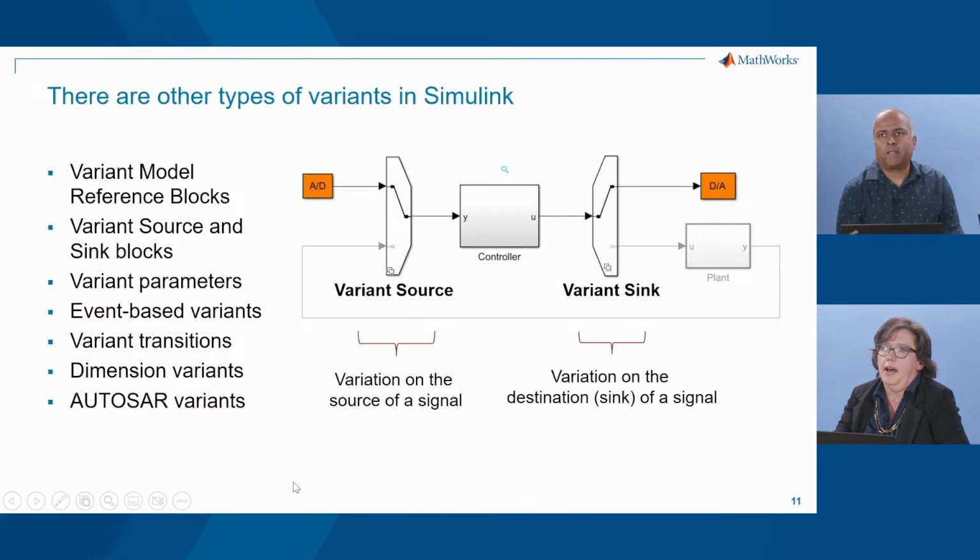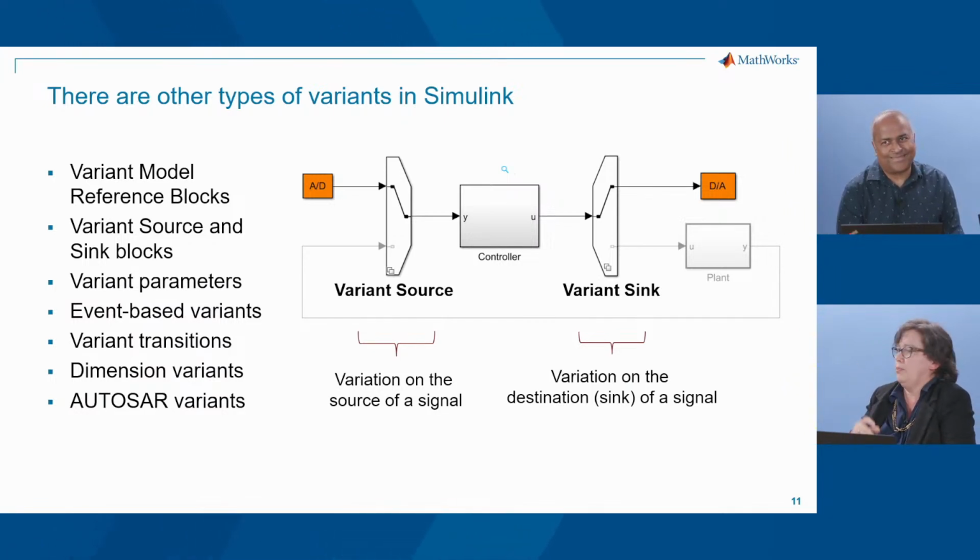Okay. And also I want to say that there are other types of variants in Simulink. So I just showed only one, like tip of the iceberg kind of thing. So I did talk about the model reference blocks. So yeah, there's the model reference blocks. I put the picture in here for this because I think it's worth calling out the variant source and sink blocks, where that's kind of changing what comes in and what goes out. Or the destination, I should say. Yeah, the source and the destinations change on that. I see those used a lot.